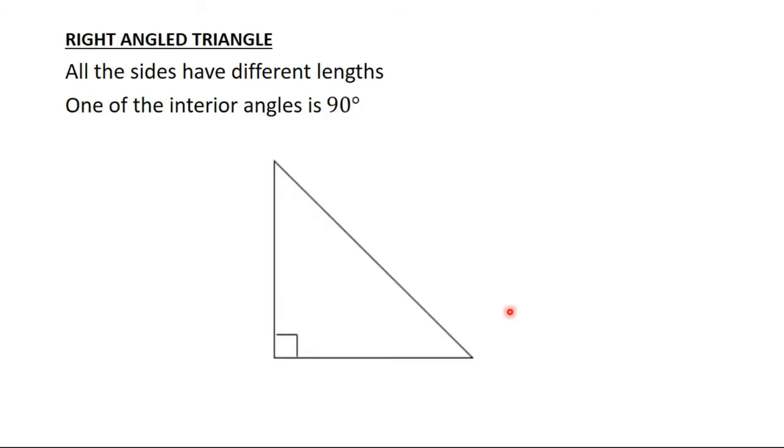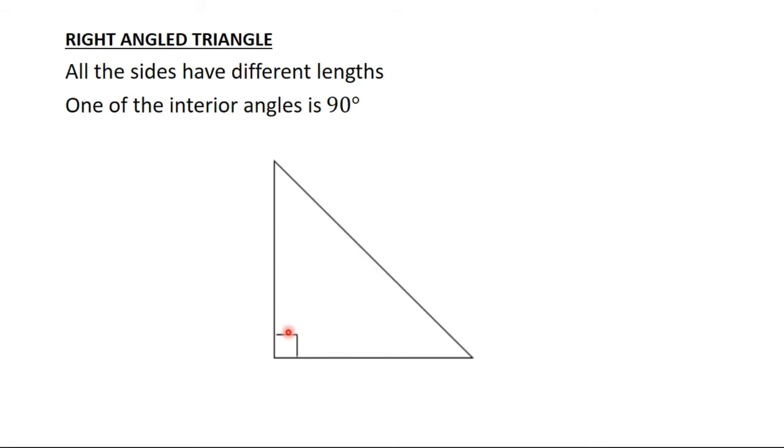Let's consider the last type of triangle that we'll be considering in this video, called the right-angled triangle. For a right-angled triangle, all the sides are different, just like for scalene. For a right-angled triangle too, all the sides have different lengths. One unique thing about the right-angled triangle is that one interior angle is 90 degrees. So for right-angled triangles, one interior angle is 90 degrees.